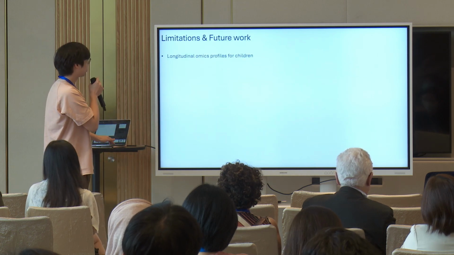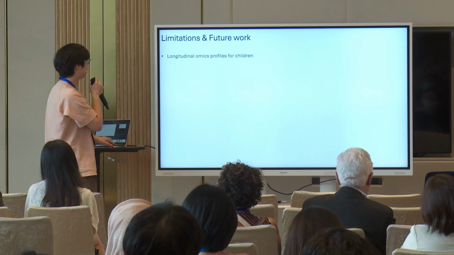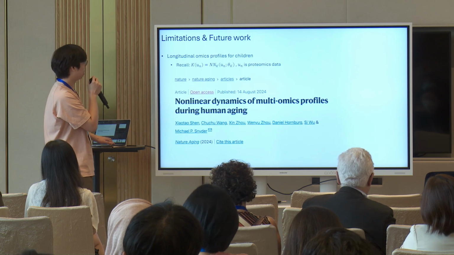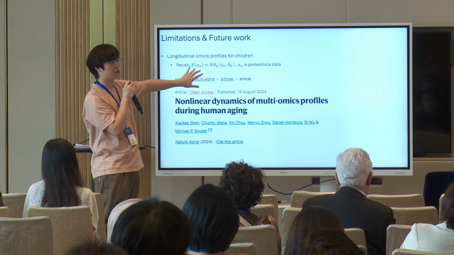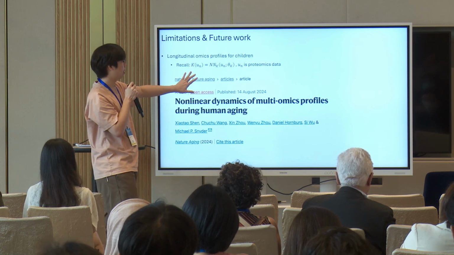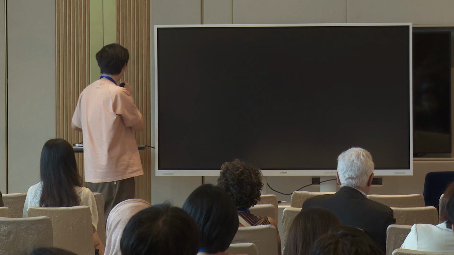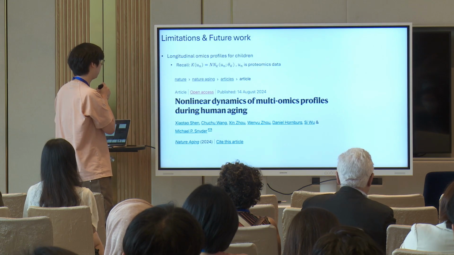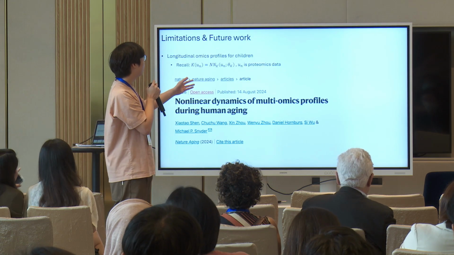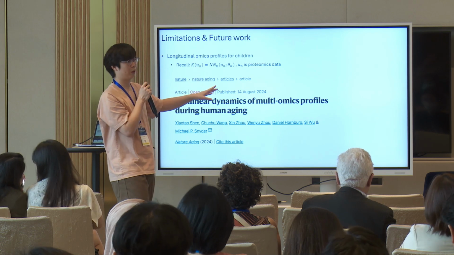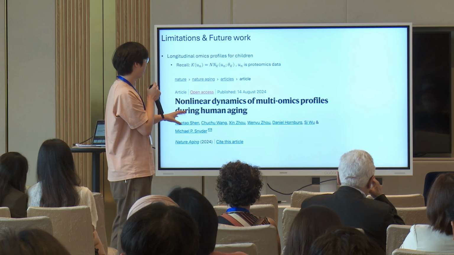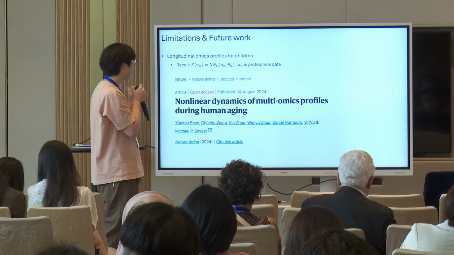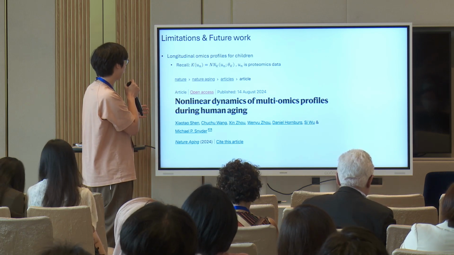Okay, so here are some limitations and the future work. First of all, recall that our model can use the dynamics control here, but we only treat it as a static value, because we only have the measurement of the proteomics at year 8. But if we have longitudinal data of the omics profiles, we can make the model more reasonable.